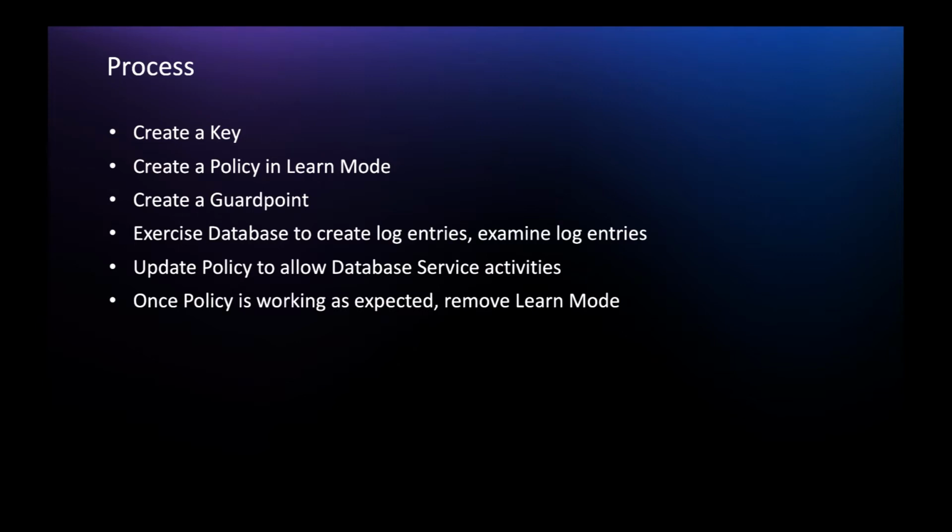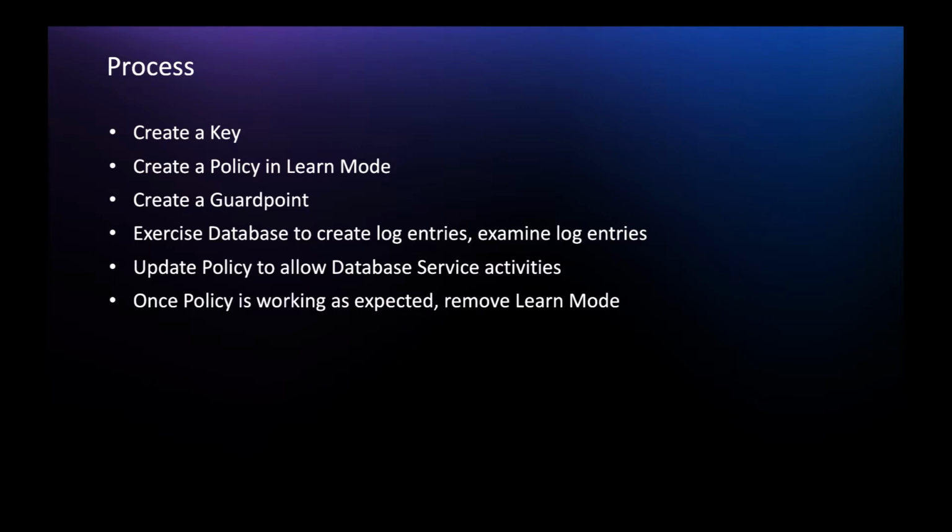Okay, so the basic process is going to start off by creating a key. The key is going to be used to encrypt the data. Then we'll create a policy in learn mode. Learn mode is going to let us watch what's going on without actually doing any enforcement yet. Then we'll create a guard point. Guard point is going to be specifically saying where to apply the encryption. And then we tie those two together so that whenever somebody accesses data within that folder that was protected by the guard point, the policy is going to be applied.